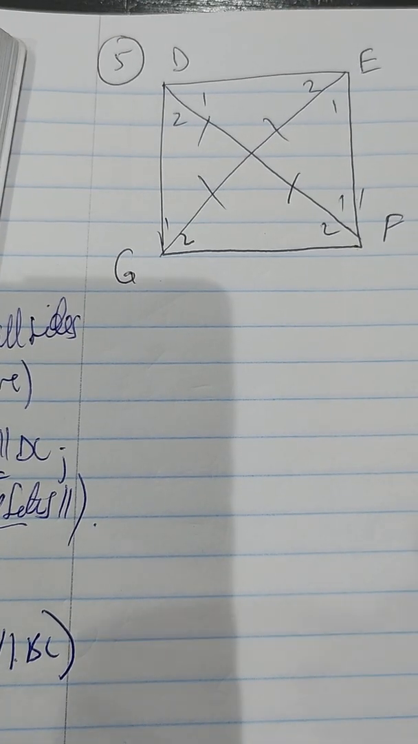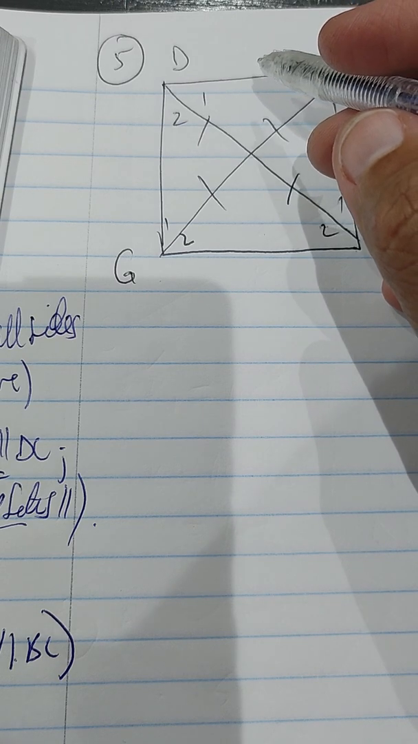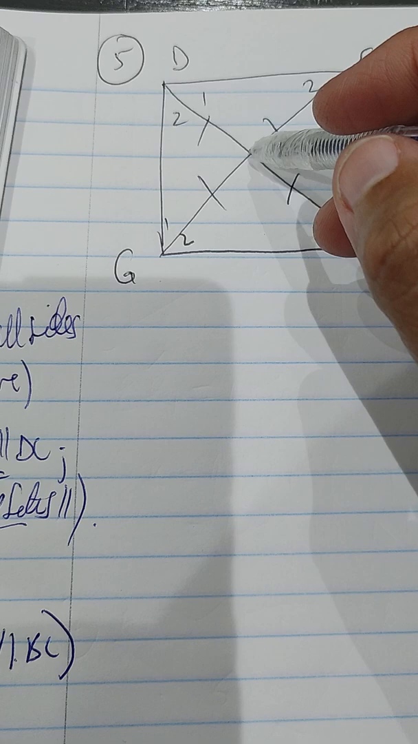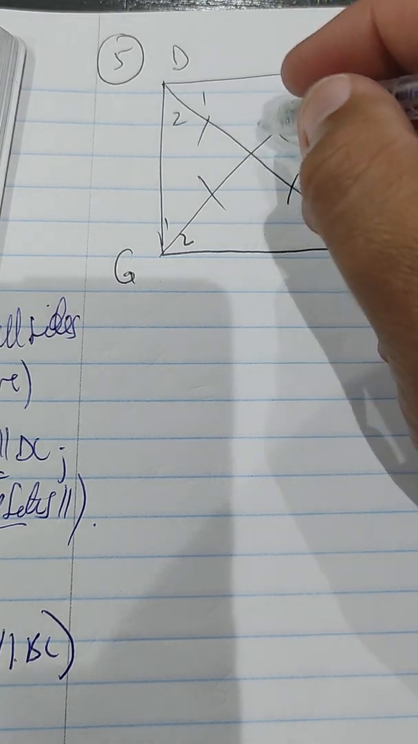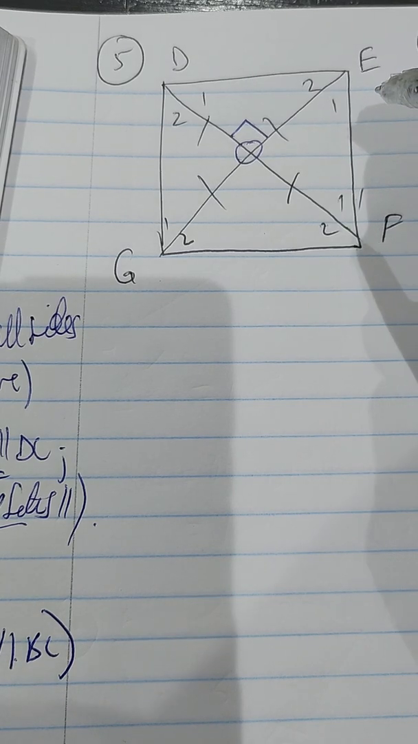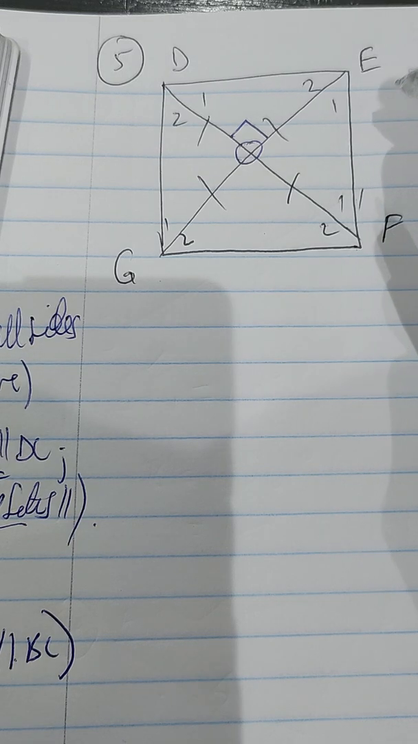Let's go to number 5. In number 5, we are told that these lengths are equal. Angle DOE is 90. Prove that all the sides are equal. Okay, I can go with congruency here.